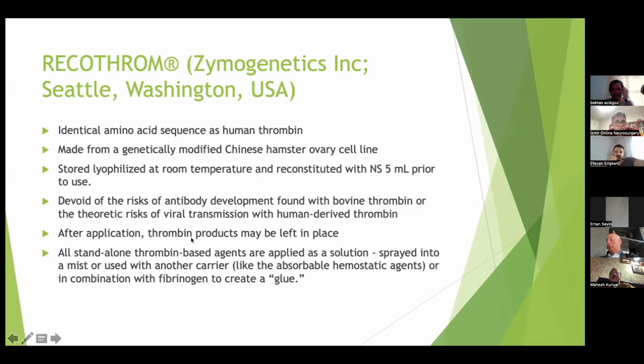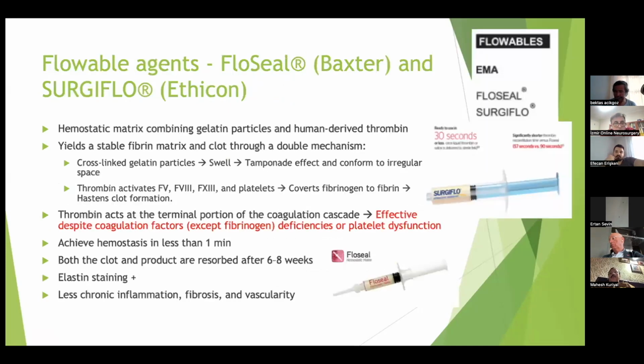After application, thrombin products may be left in place. No need to wash it off. And all standalone thrombin agents are applied as a solution. It can be sprayed into a mist or used with another carrier, as I mentioned earlier. Now comes one of the commonly used hemostatic agents in neurosurgery, FloSeal and SurgiFlo. It's a hemostatic matrix combining gelatin particles and thrombin.